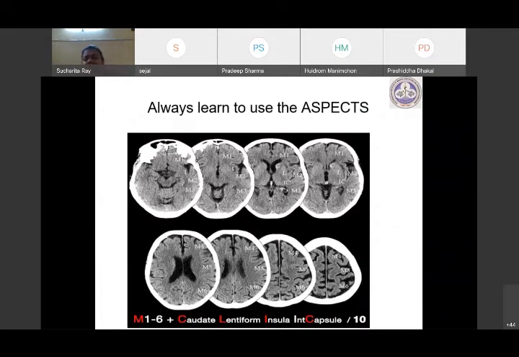Now, once you have the early signs, the next thing you need to know in management is to find out the extent or severity of the stroke. One of the most common things we ask residents to do is to learn to use the ASPECTS. ASPECTS is nothing but the territories that are involved in the CT scan. Two levels of territories are involved. The first territory is at the ganglionic level.